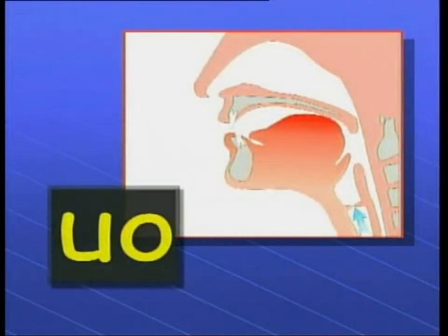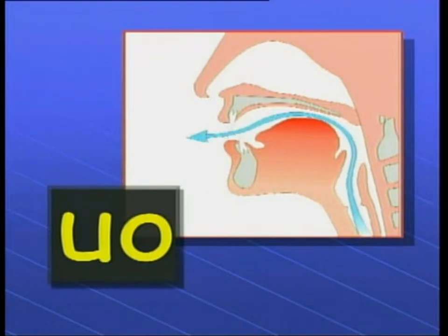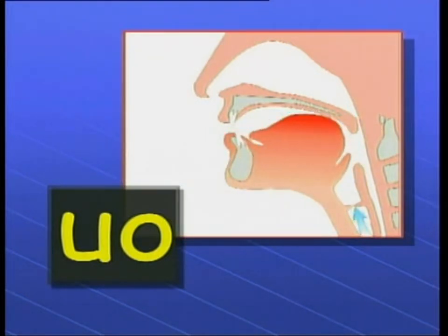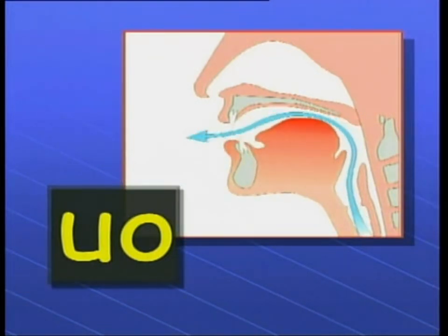The same description can be extended to the pronunciation of uo. The sound u is pronounced softly and shortly, whereas the sound o is loud and long.